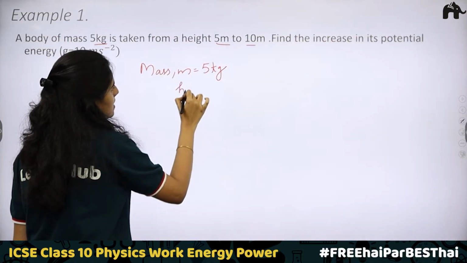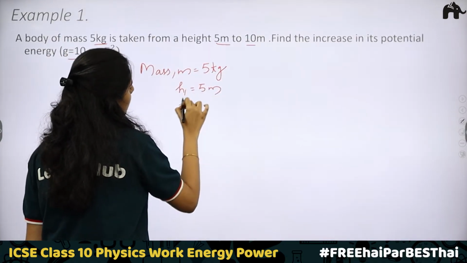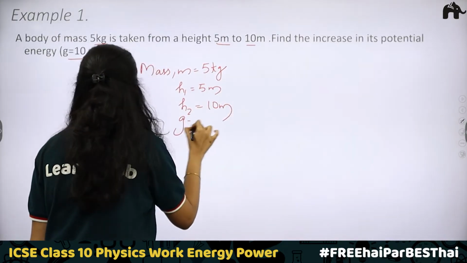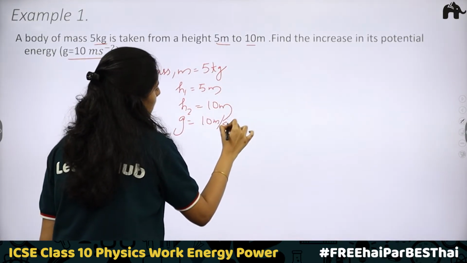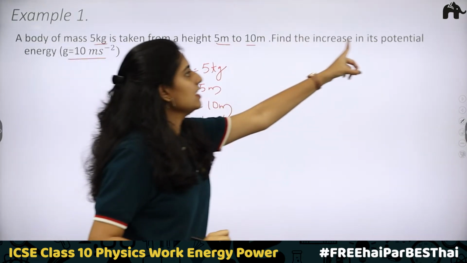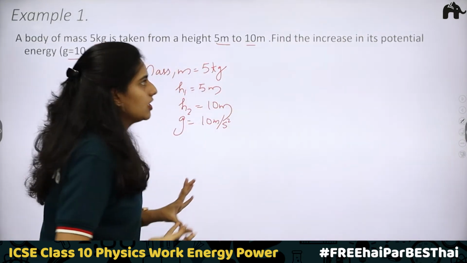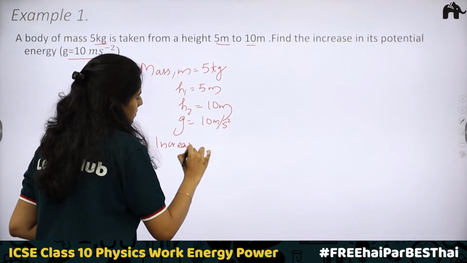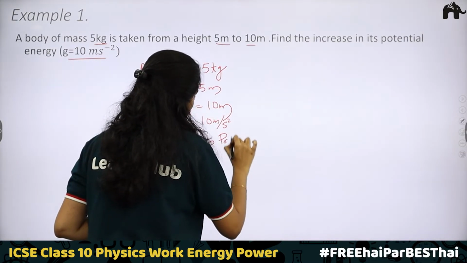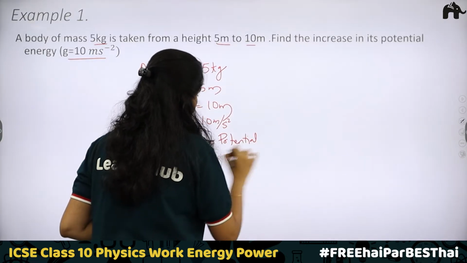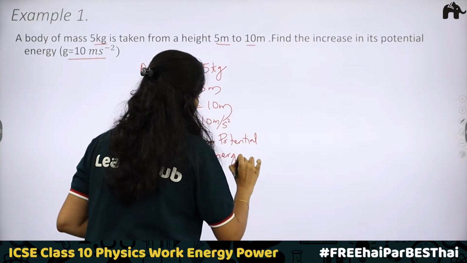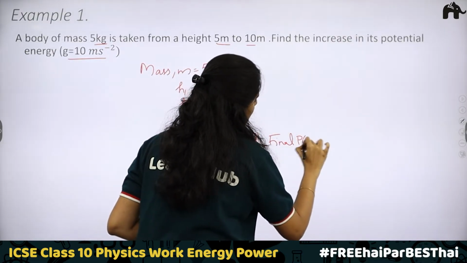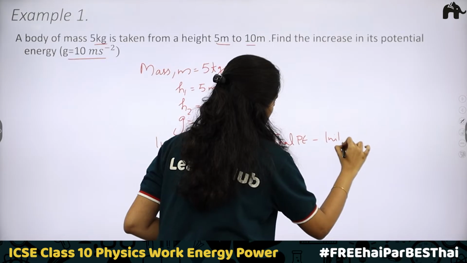Initial height h1 is given, which is 5 meter. Final height h2 is given, 10 meter. Acceleration due to gravity is given, 10 meter per second square. What we need to find is the increase in the potential energy, change in potential energy or gain in potential energy. Increase in potential energy is equal to final potential energy minus initial potential energy.